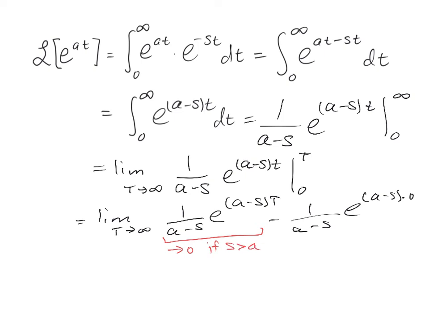Back there for the other term, that's just going to be e to the 0, which is 1, with a negative in front of it. So we're going to have a negative 1 over a minus s, or more simply, 1 over s minus a. Again, the s must be greater than a for that limit to be 0 in the previous part. So again, we've now shown that the Laplace transform of the exponential function is 1 over s minus a, provided that s is greater than a.